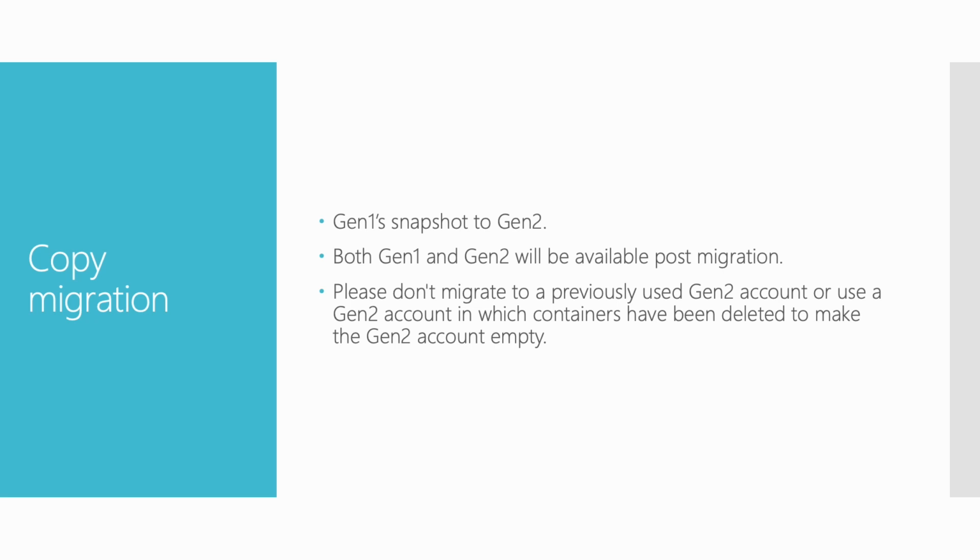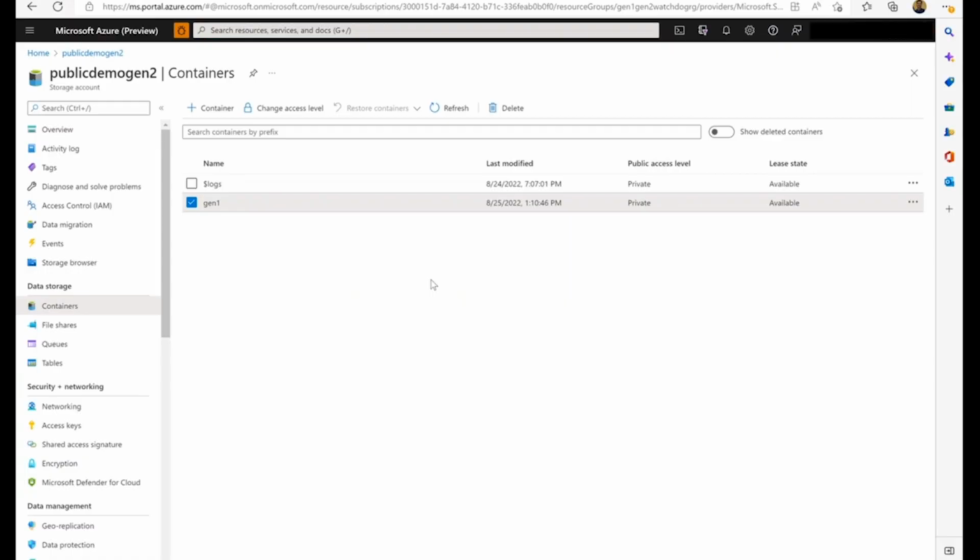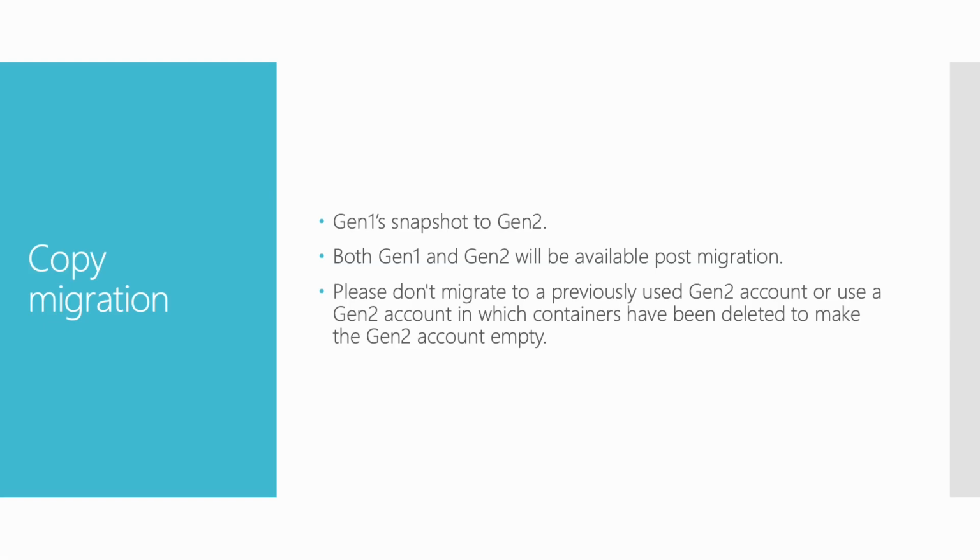Post copy migration, you can test out your applications onto Gen2, and when you're ready, you could migrate again, and this time you could use complete migration to migrate your data to a new Gen2 account. Now you have to make sure that whenever you are doing a migration, copy migration or complete migration, you have to use a new Gen2 account which has no history of data ever written.